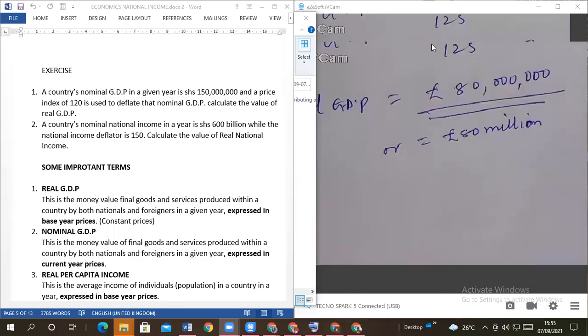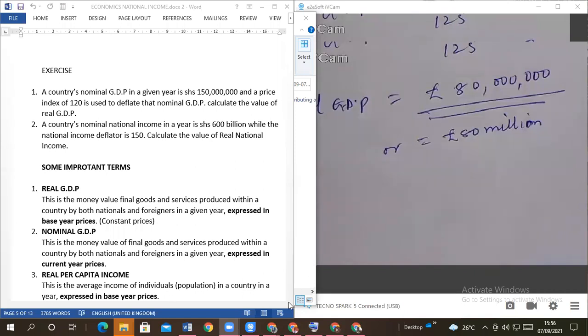Then the next is nominal GDP. This refers to the monetary value, or the money value, of all final goods and services produced within a country by both nationals and foreigners in a given year, expressed in current year prices. We know the meaning of current year prices there. So please take note, whatever is highlighted there must be included in your definition, such that if they ask you to distinguish between some of those terms, you can be able to clearly distinguish.